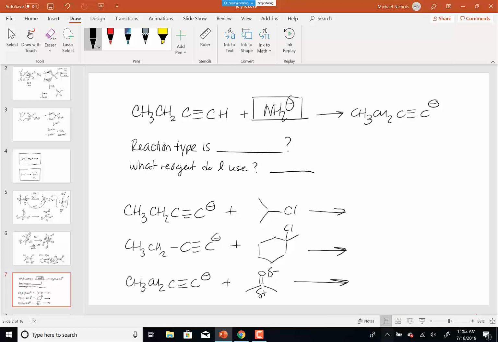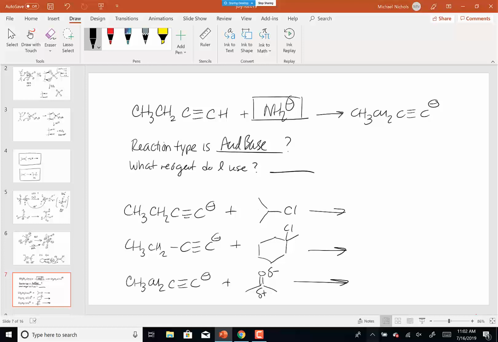On the periodic table, N minus is stronger than O minus. You could use a C minus for this because it's even stronger, but you have to know how to make a C minus. You'll know that tomorrow because that's in the reading for tonight. So what kind of reaction is this? This is an acid-base reaction. And we're using the NH2 minus.